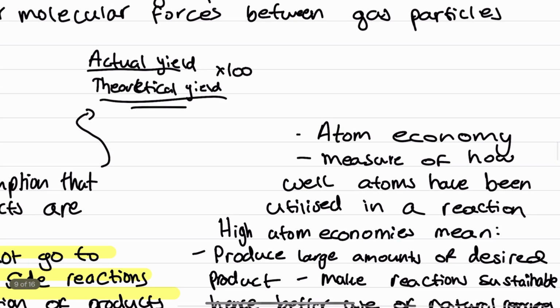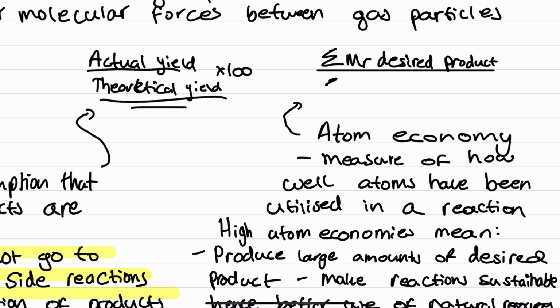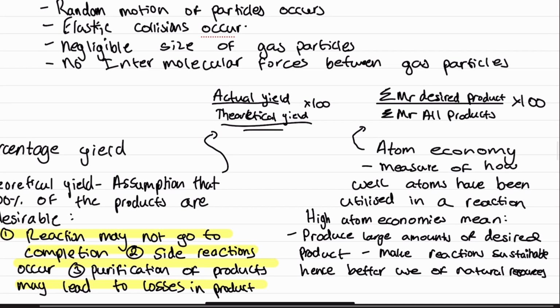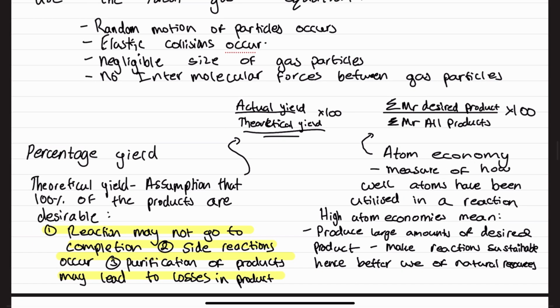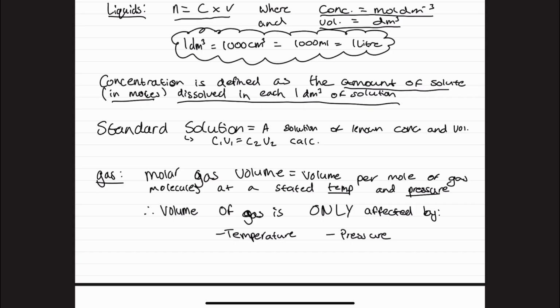The equation for atom economy is very similar to percentage yield. However, it differs by saying it is the sum of the molar masses of the desired product over the sum of the molar masses of all products times by 100. Now, these two are very similar but also very different, and I will have a video that explains the differences with some questions inside. Now, that is all the content done for chapter 3.